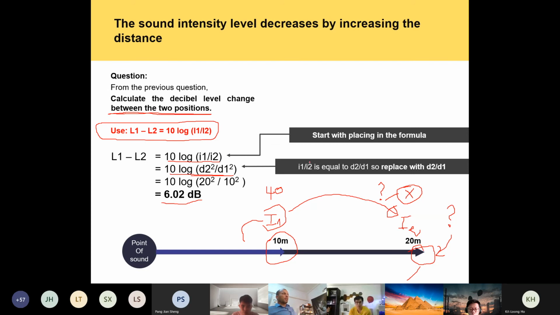So now how much? And they give you this one is the level here at this point is 40 decibels. So the question is how many decibels here? After 20 meter. 34. Sorry? 33.98. Exactly, yeah, exactly. So basically 40 minus 6.02, which is the difference.